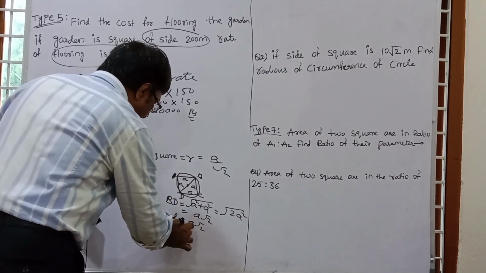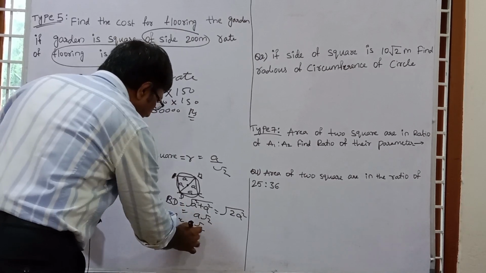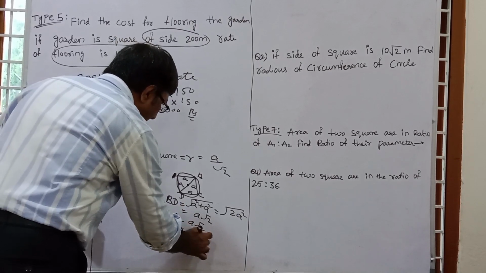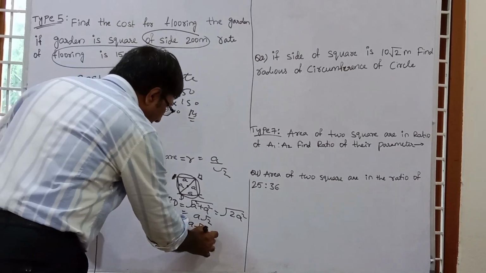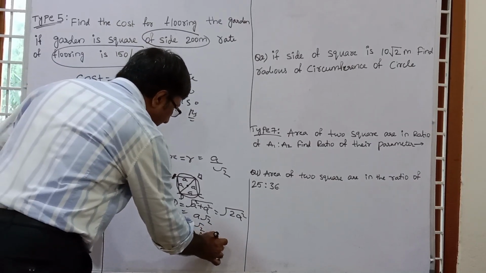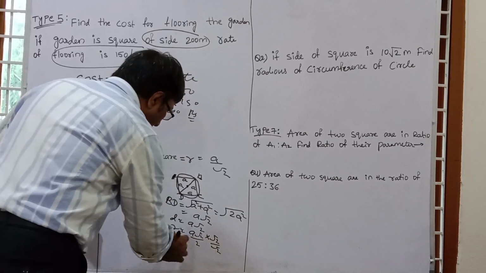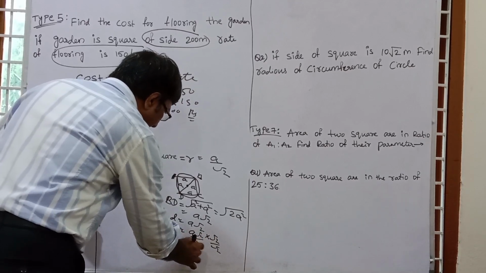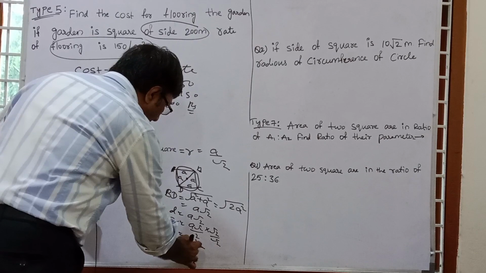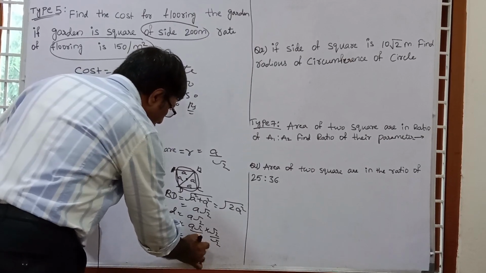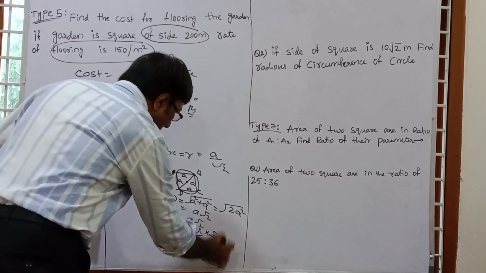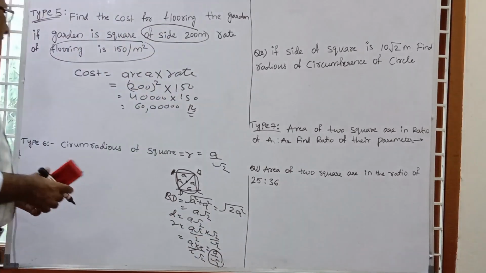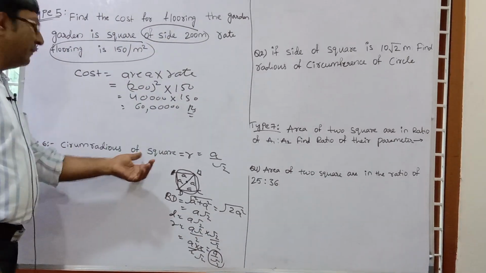Then how much will the radius be? Half of the diameter. So this is A root 2 by 2, right? When we rationalize this, root 2 by 2, how much will it become? That is A into 2 upon 2 root 2. So this 2 cancels, and you will get A by root 2. So this is the final circumradius of the square.